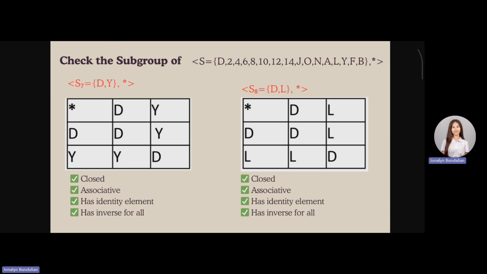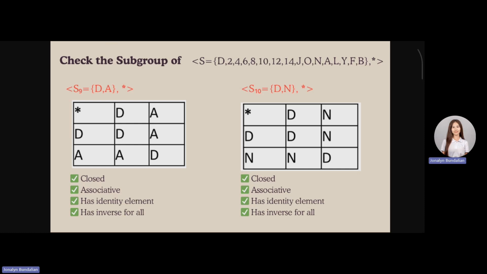And also S sub 8 is equal to DL. It is also closed. It is also associative, and it has an identity element, and it has an inverse for all. Same in S sub 9 is equal to DA. It is closed, associative, and has an identity element, and it has an inverse for all. And also S sub 10 is equal to DN. It is closed, associative, and has an identity element, and it has an inverse for all.